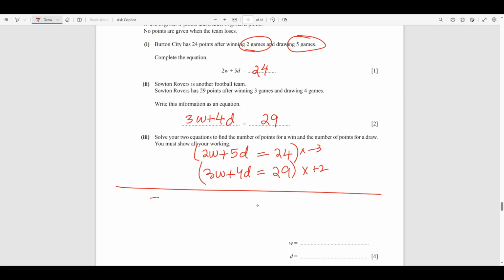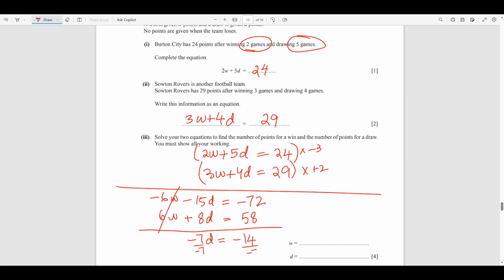So -6W minus 15D equals -72. And then the second equation is 6W plus 8D equals 58. So adding the two equations allows me to eliminate the W. And -15 plus 8 is -7D equals 58 minus 72, which is negative 14. So dividing both sides by negative 7 gives me D is 2.